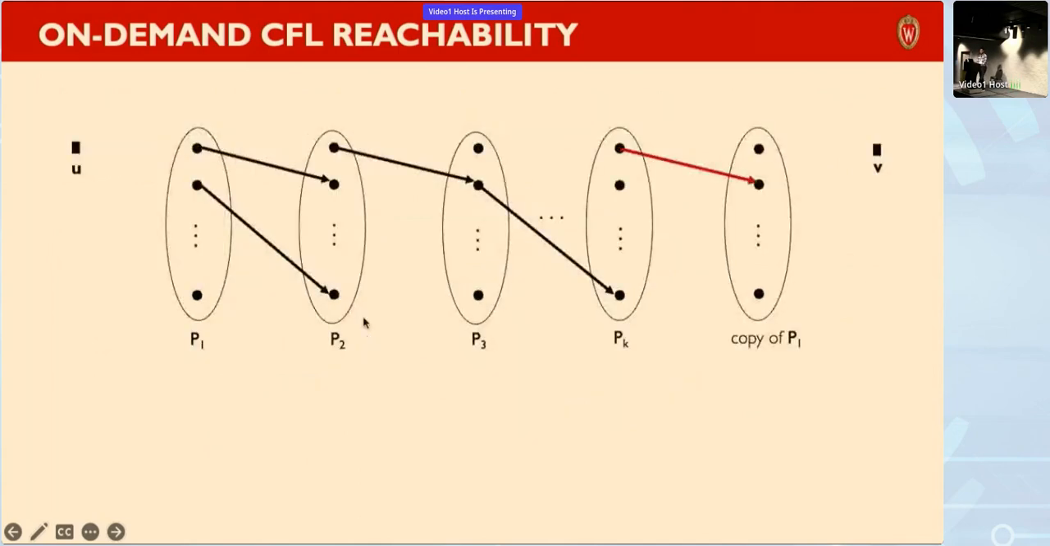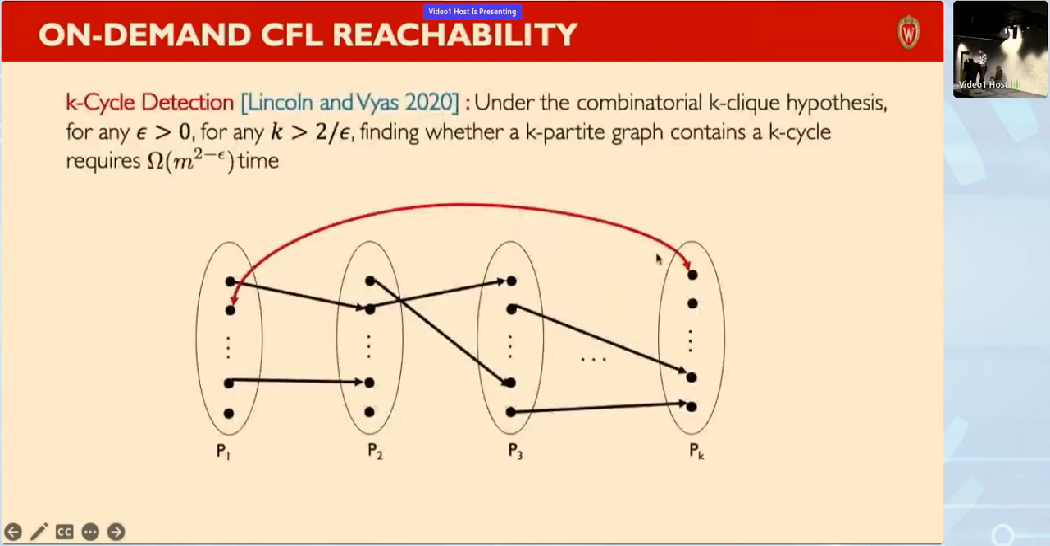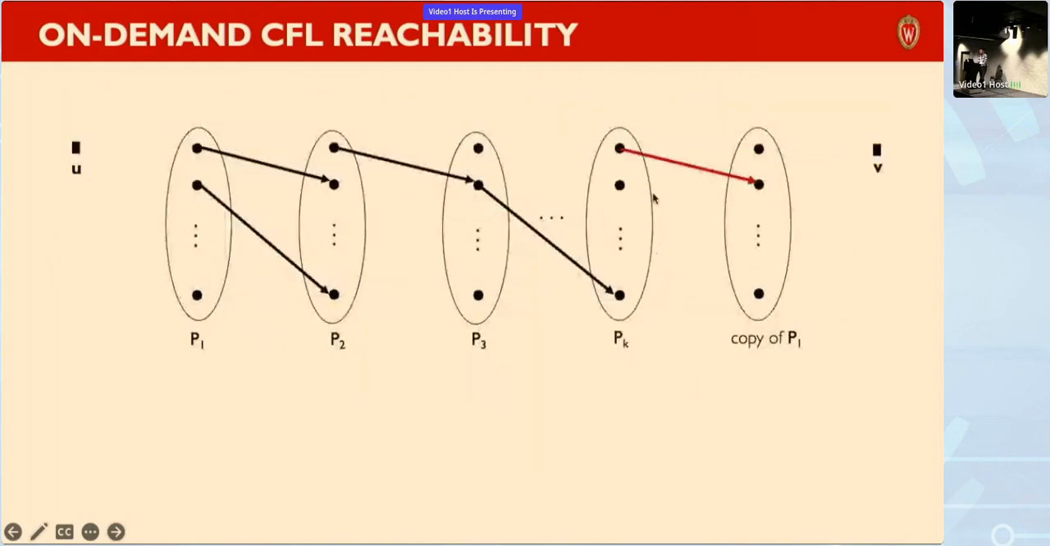So let me quickly sketch the reduction. We take the input graph between P1 to Pk. We create a copy of the first partition P1, and the red edge that you saw over here is basically encoded here. All the edges between Pk and P1 are inserted between Pk and the copy of P1.